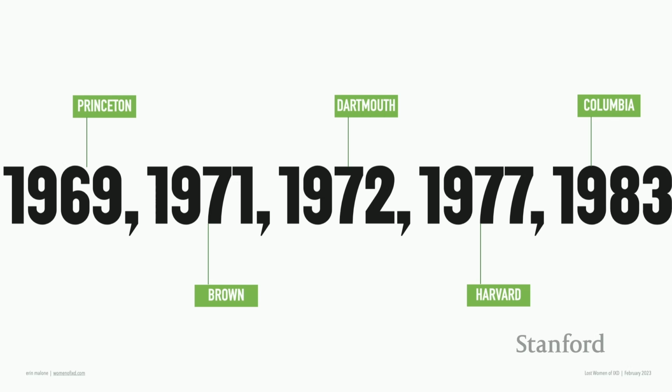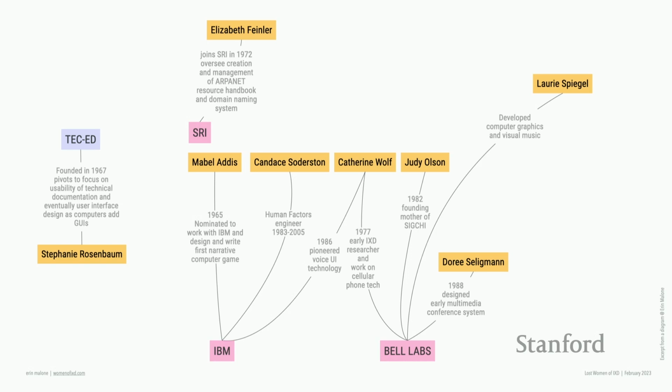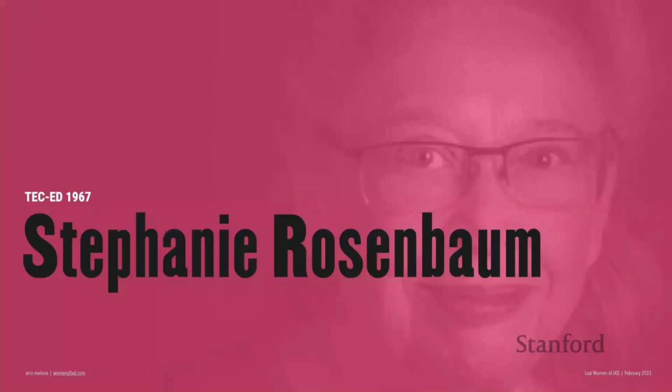So despite these dissolving barriers, women were entering tech companies, joining the research labs, and working as consultants. I've got a few little diagrams, which hopefully are readable, of research facilities and labs like Bell Labs, IBM's Watson Lab, Xerox PARC, and Stanford Research Institute, and there were also consultants. I'm going to talk about one consultant first, Stephanie Rosenbaum.